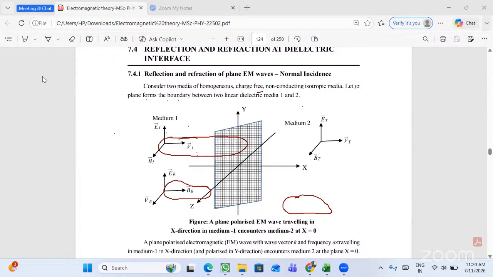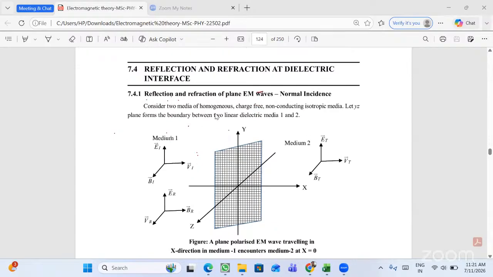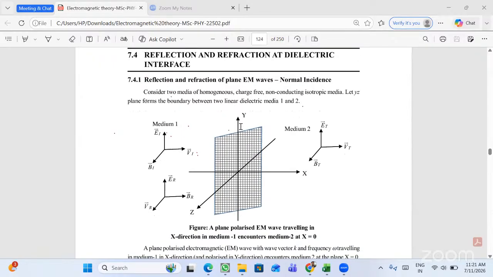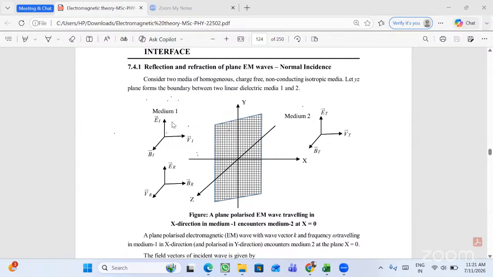And then we will move to another part that is, as I told, reflection and refraction. Now we are going to study the reflection and refraction at the dielectric interface. In order to study this, we have considered medium 1 on the LHS and medium 2 on the RHS. So this entire part will be medium 1 and medium 2.